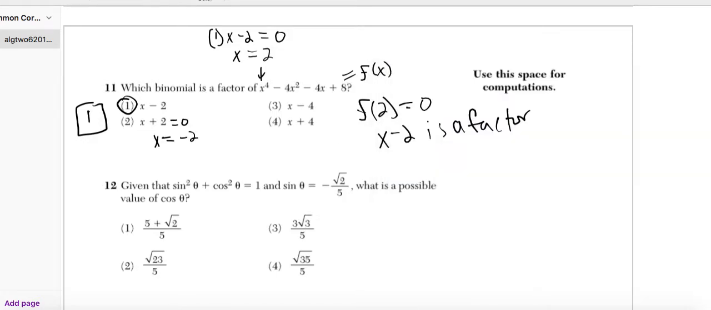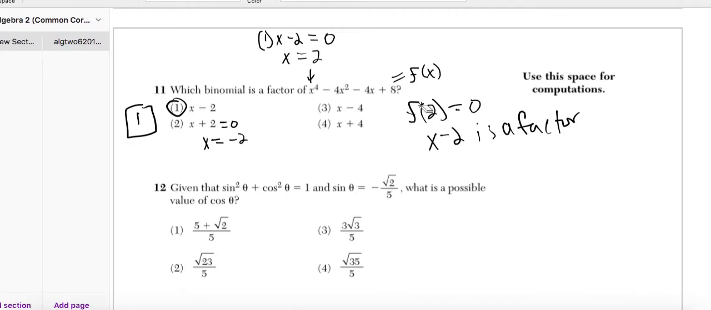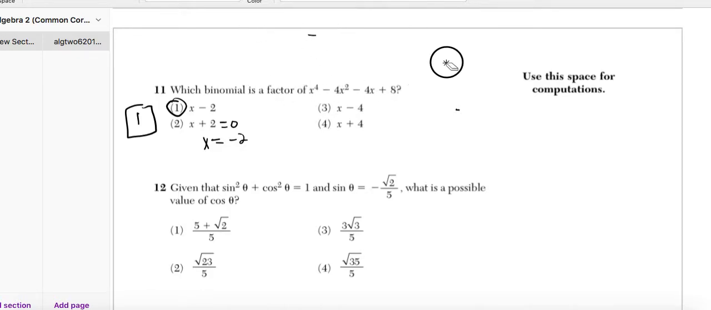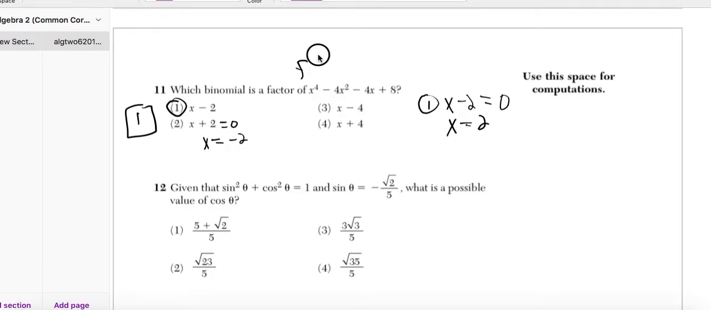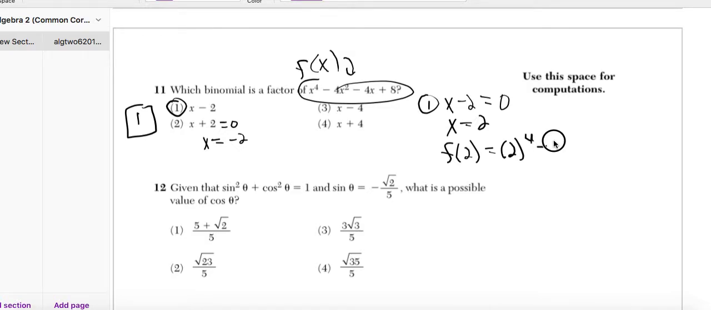It's choice 1. And I could show you by hand as well by substituting x equals 2 into the polynomial. So all we're going to do is choice 1. The value I get is the same as the remainder if I was to divide by that binomial. For choice 1, x minus 2 equals 0, x equals 2. And I'm saying that f of x is equal to this polynomial, the whole thing. Then f of 2 is equal to 2 to the fourth minus 4 times 2 squared minus 4 times 2 plus 8.